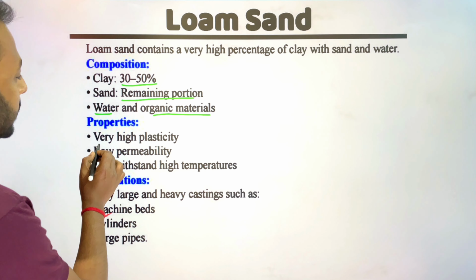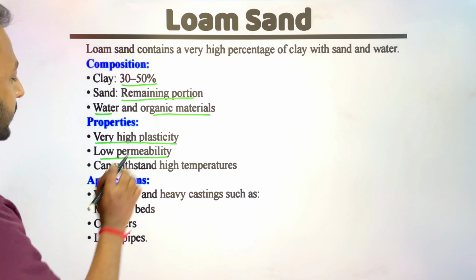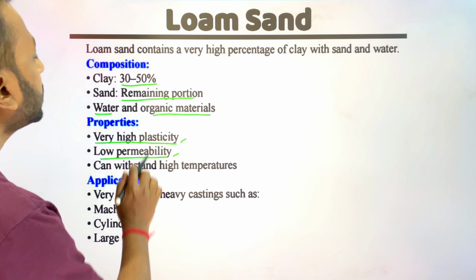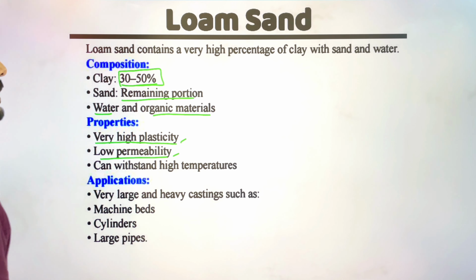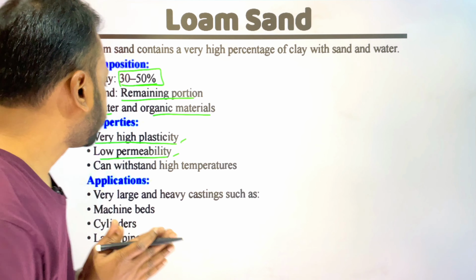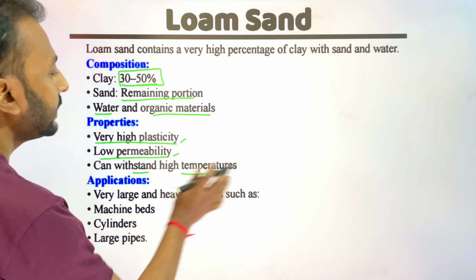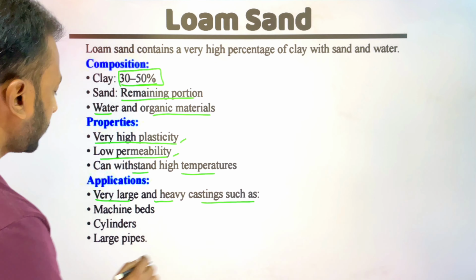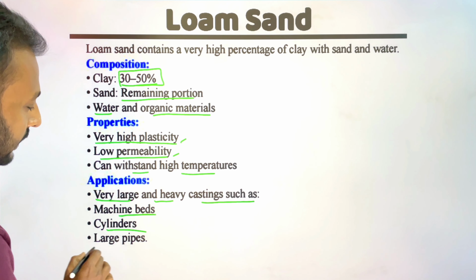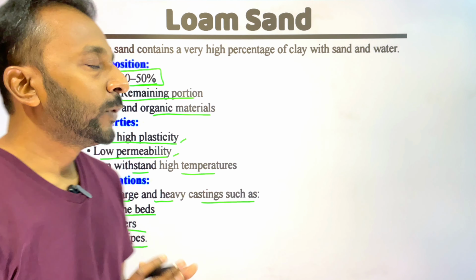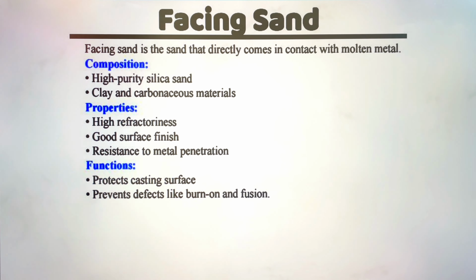So what are the properties? It has very high plasticity, but it has low permeability because it contains 30 to 50% clay content. That's why the permeability is very low. The bond is very dense, and it can also withstand high temperatures. So what are the applications? Very large and heavy castings such as machine beds, cylinders and large pipes are created using loam sand. So using loam sand we do very large casting processes.